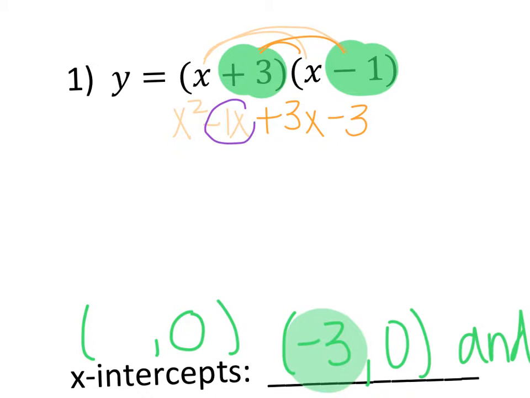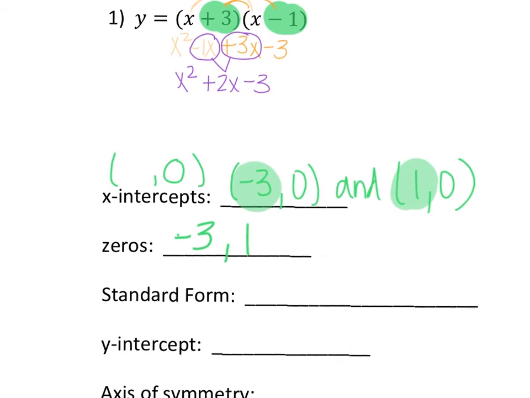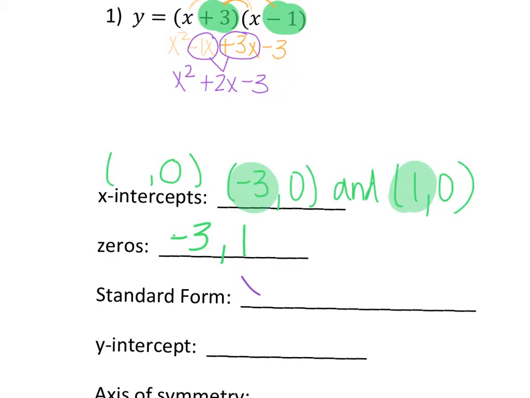And I'm looking for my like terms. Well, I have a negative 1x that I can combine with a positive 3x. Together, that's going to give me a positive 2x. So I have the equation x squared plus 2x minus 3, and this would be my standard form. So y equals x squared plus 2x minus 3 would be standard form.